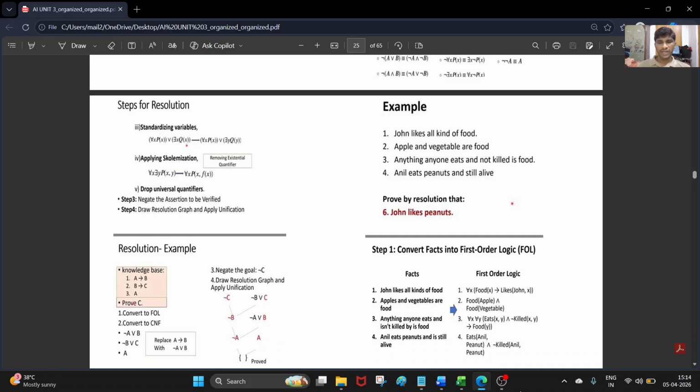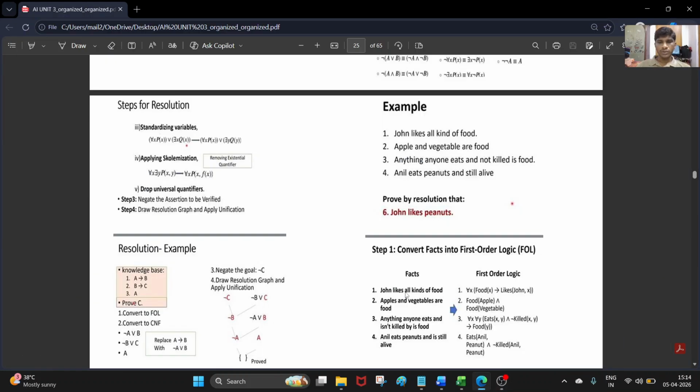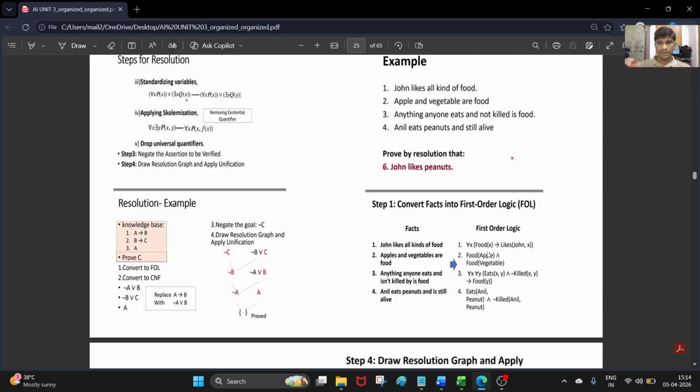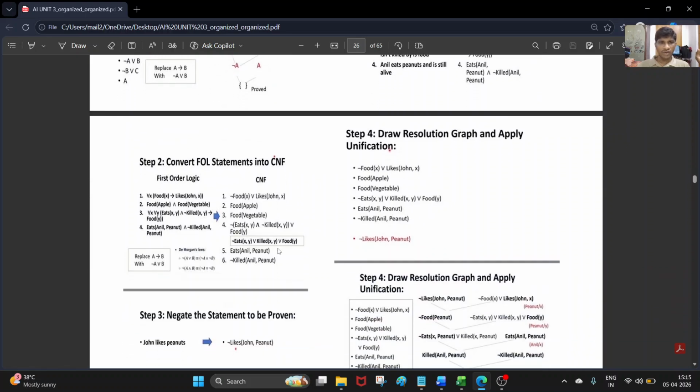So we are converting the facts into FOL. First, John likes all kinds of food. So for all x, food of x implies likes of John, x. Since we are using for all, you have to use implies. Apples and vegetables are foods, so food of apple and food of vegetable. Anything, anyone: so for all x, for all y. You have to frame it like this. We are converting the facts into FOL.